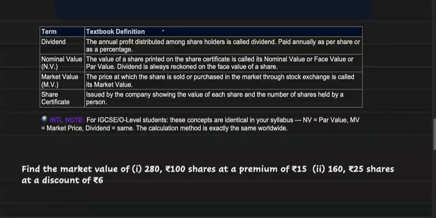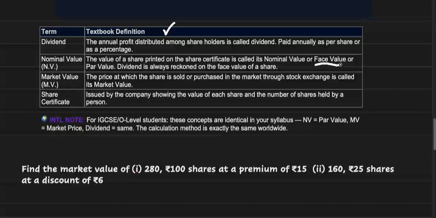Now we'll look at some of the textbook definitions here. What is a dividend? The annual profit distributed among shareholders is called dividend, paid annually as per share or as a percentage. What is nominal value? The value of the share printed on the share. Nominal value, or you can say face value, both are the same.